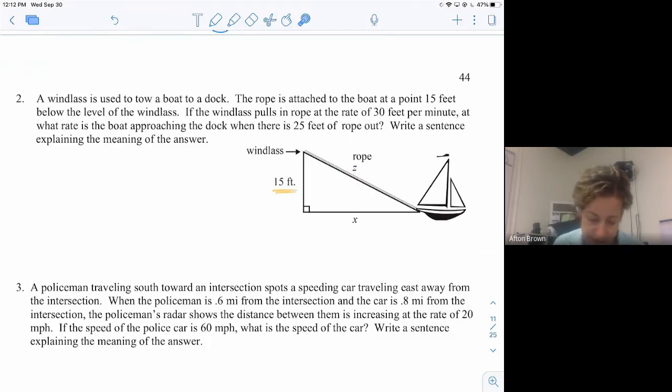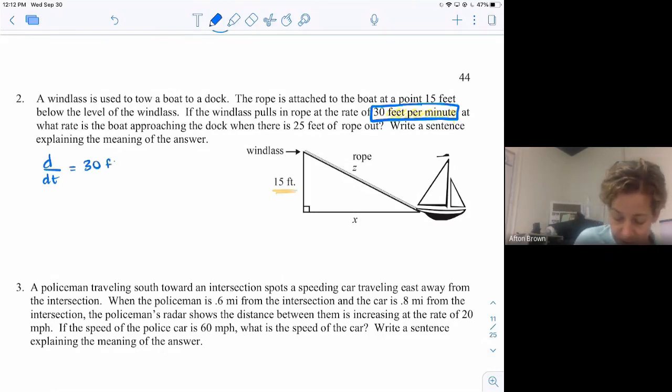Okay, then it tells us if the windlass pulls the rope in at a rate of 30 feet per minute, so I want to focus on this. The units are kind of the dead giveaway for me. Once I see feet per minute, those are units of a rate. So I know that some rate, d something dt, has to equal 30. So focus on units. If you focus on units, that's going to be super helpful.